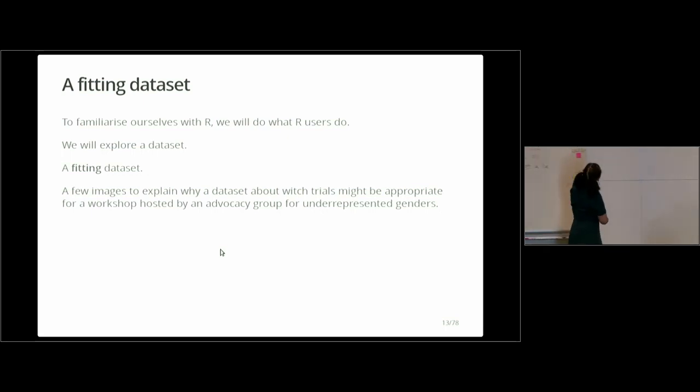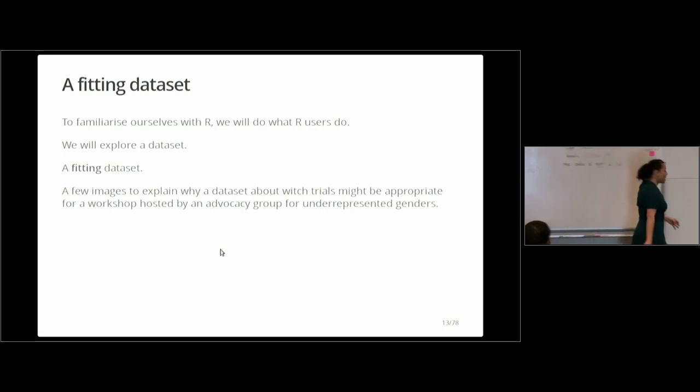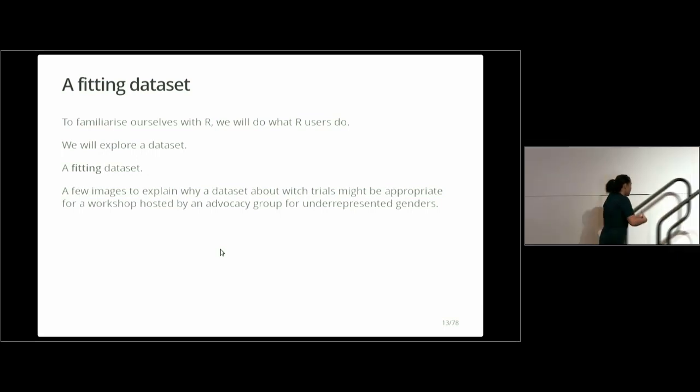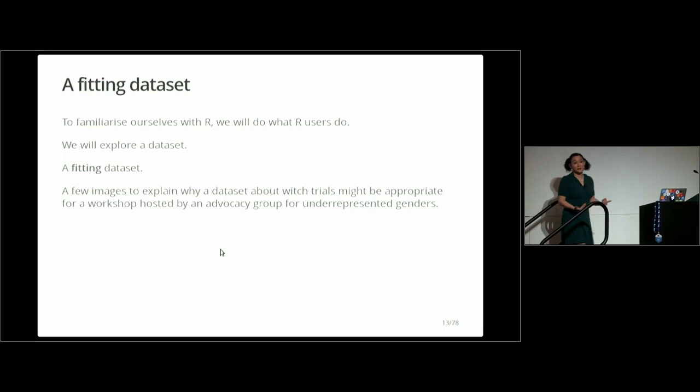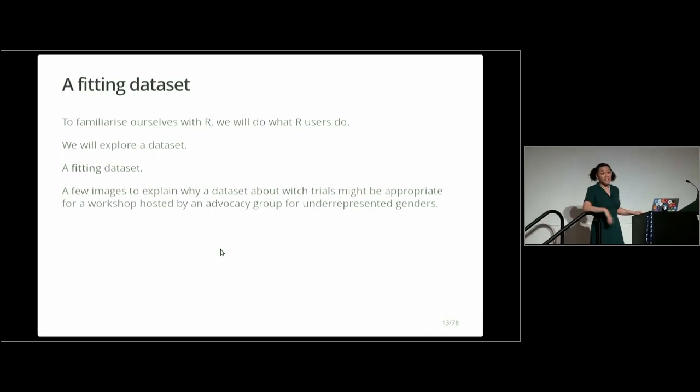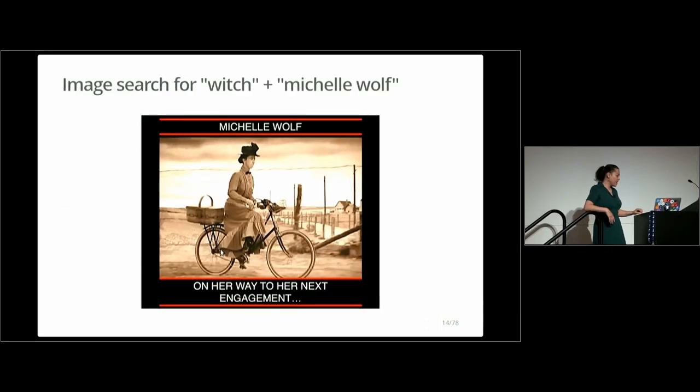So we need a data set that's appropriate for a workshop that's advocating for underrepresented minorities, and trying to address some of the systematic or systemic discrimination that can occur. We're going to use the witch trials data set. Why might that be relevant?